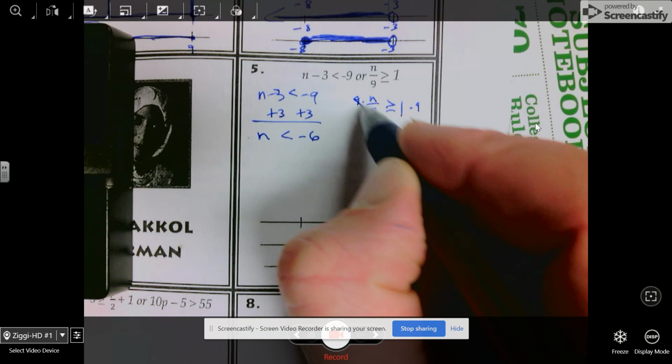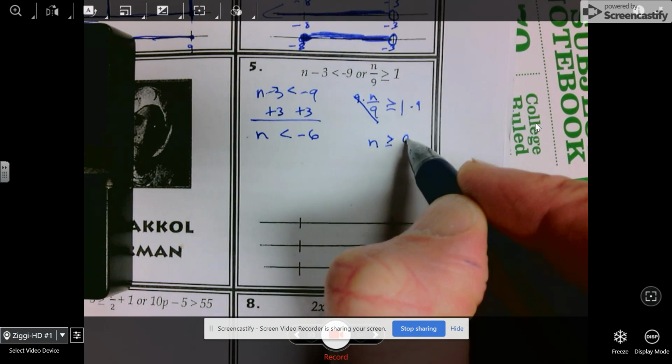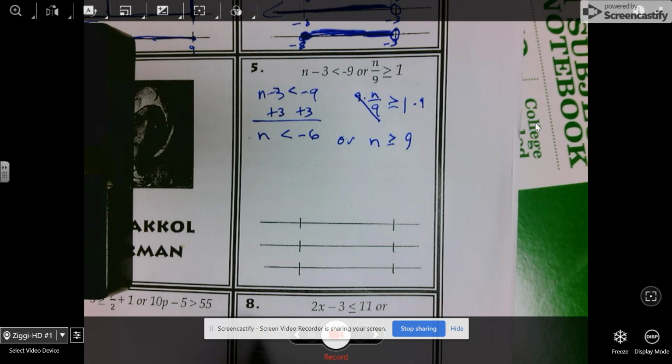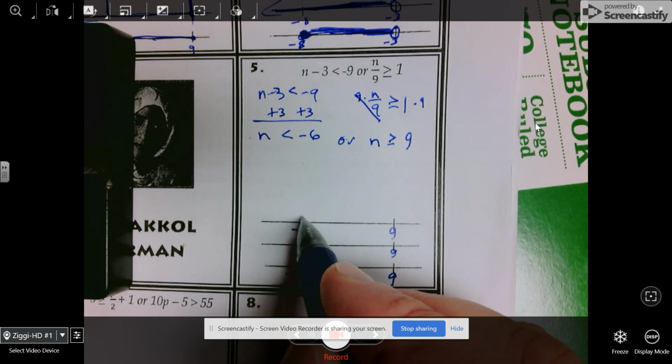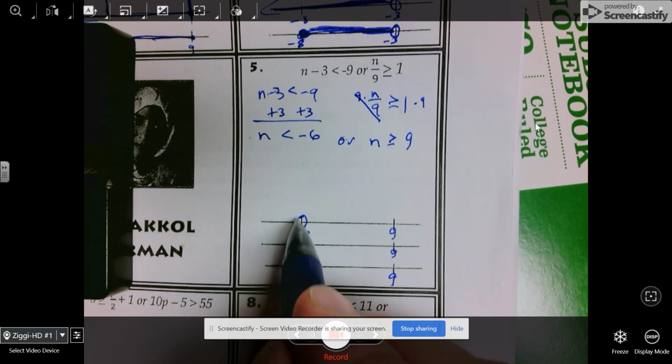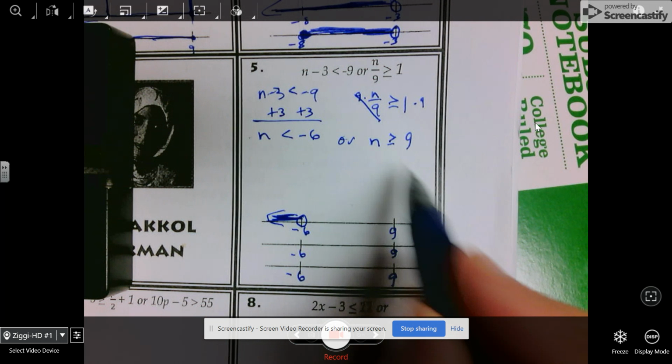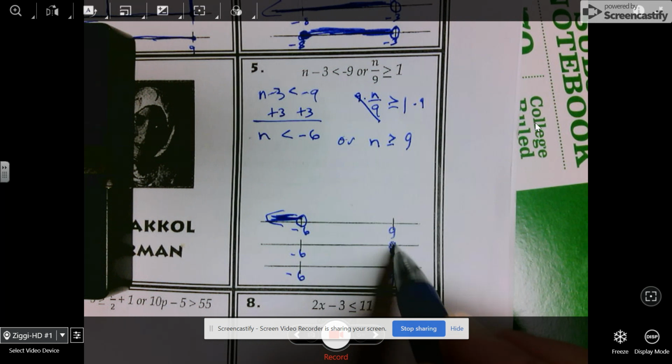So now I have two different things. I'm still going to do the same steps I did with my other one. I'm going to put a negative 6, and I'm going to put a 9. N is less than negative 6, so arrow going to the left. N is greater than or equal to 9, arrow going to the right. And your final answer is everything from both. So everything here, everything here.